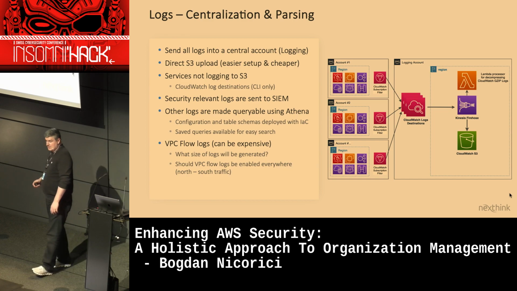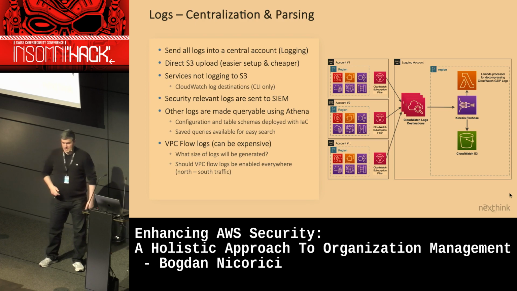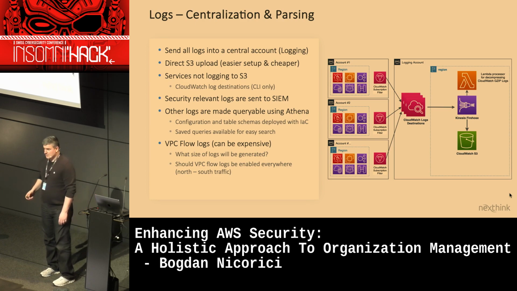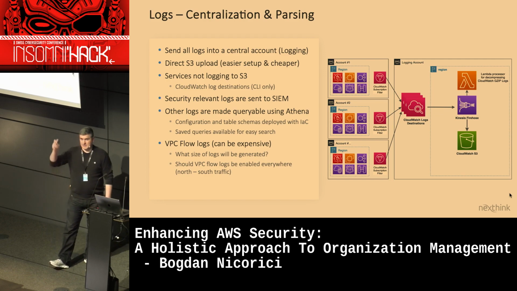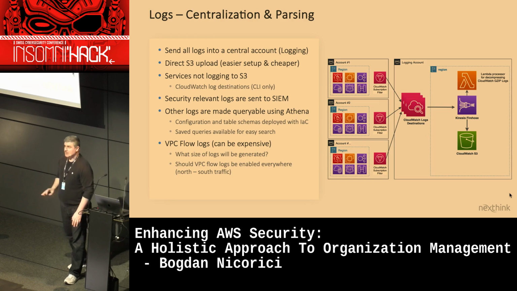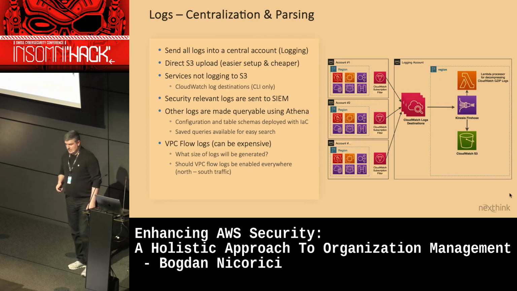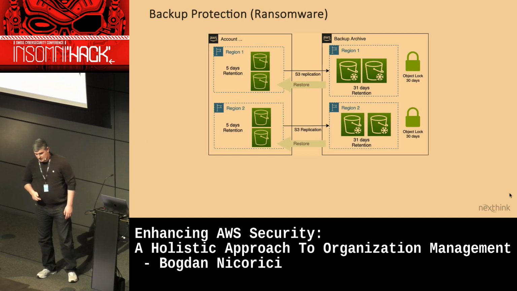And VPC flow logs, I did a very big mistake when I tried playing around with VPC flow logs. Probably one of the things I should be mentioning is that if you want to enable those logs, start by north-south traffic and don't enable it everywhere. I did that, and it was 70 terabytes of logs per day. So we kind of had a bad day with the infrastructure.